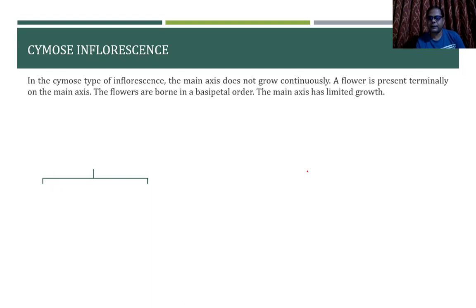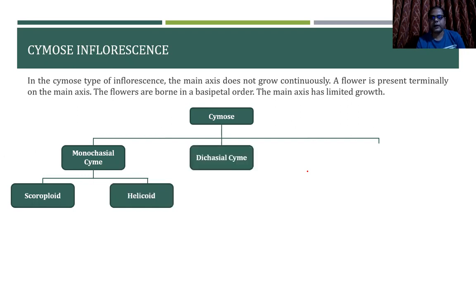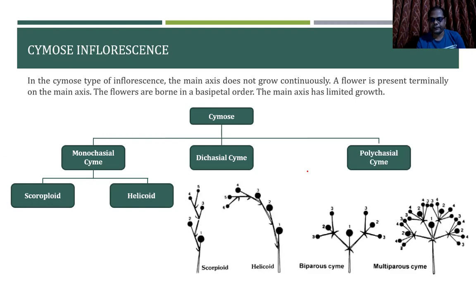In racemose, it was acropetal. In case of cymose inflorescence, that's the basipetal kind of order. The main axis has the limited growth. So if we see the types of inflorescence, the cymose inflorescence are of two types. The monochasial kind is of two types, the scorpioid and the helicoid. Then we have the dichasial kind and the polychasial kind.